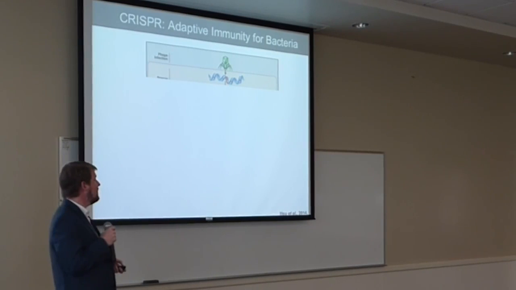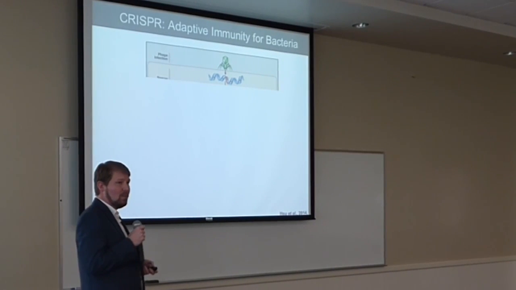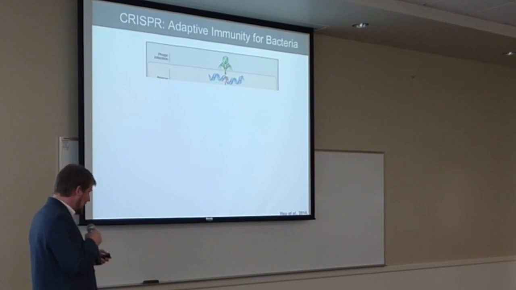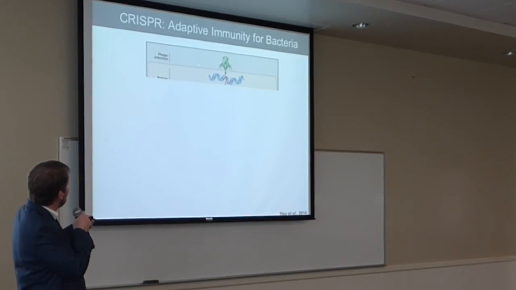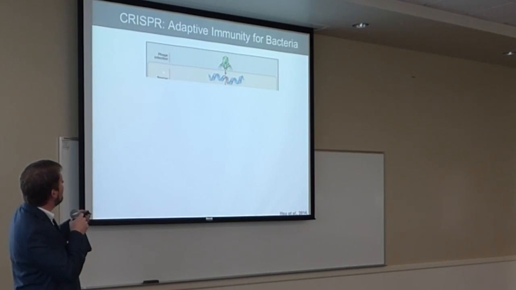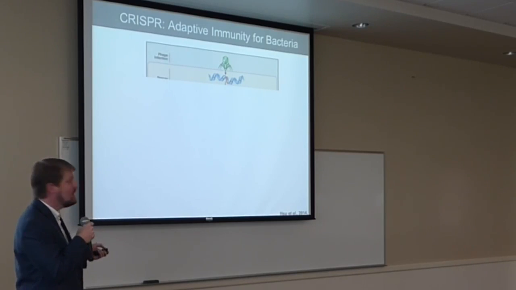So since then, we've learned a lot about CRISPR and how it works in defending against phages. What I'm showing you here is a phage, and it's attached to a bacterial cell, which is what this beige thing is.